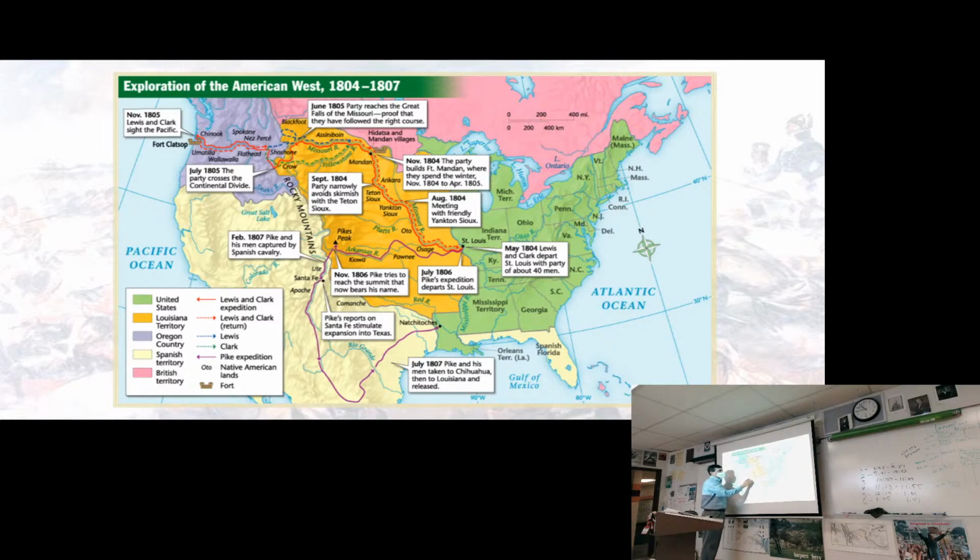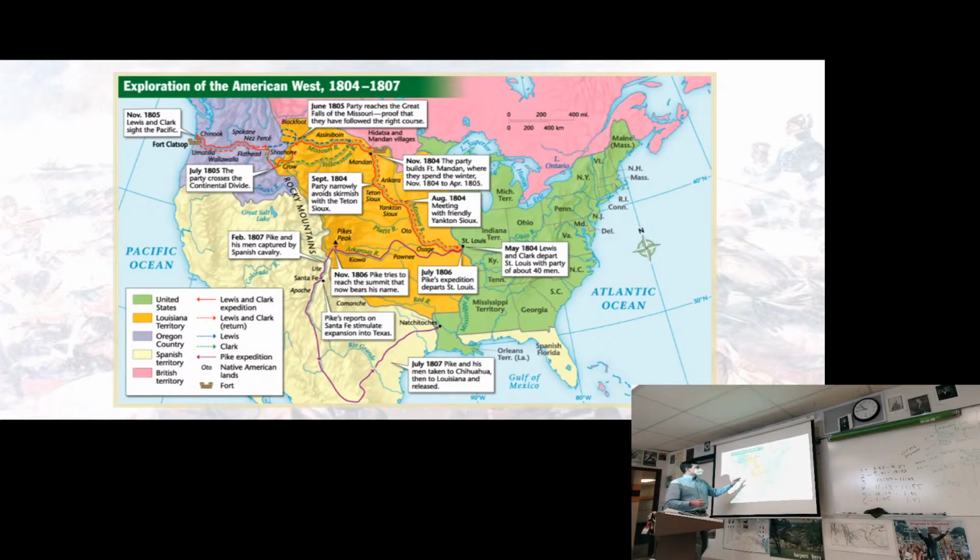They went into New Spain, were captured by the Spanish. They were going to be taken to Mexico City for trial. They escaped, walked almost 700 miles across the desert, and made it back into Louisiana. This incredible story about Pike, and no one ever talks about that except the little bit I told you here, because Lewis and Clark got all the credit.